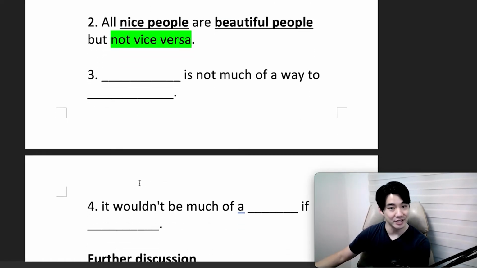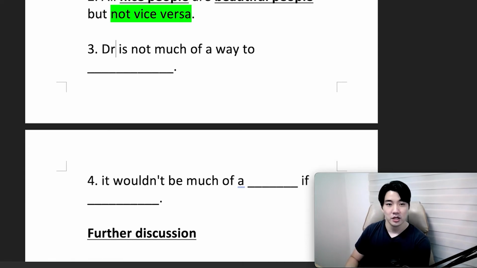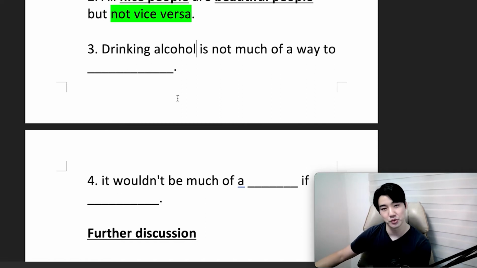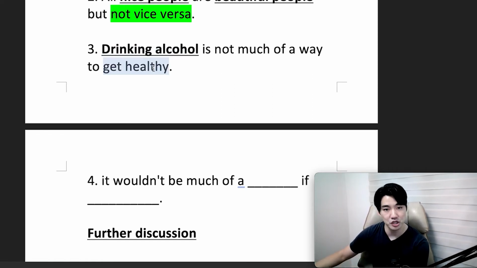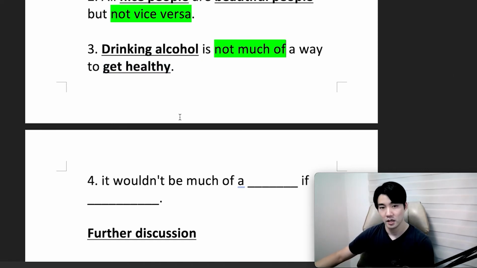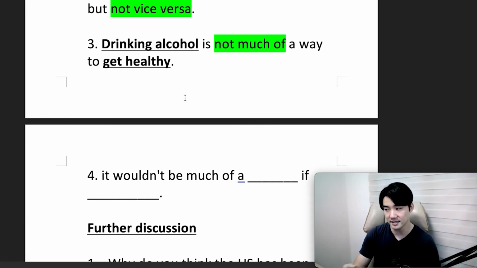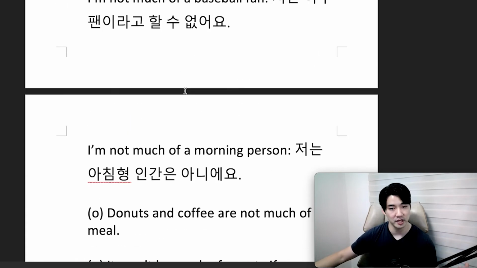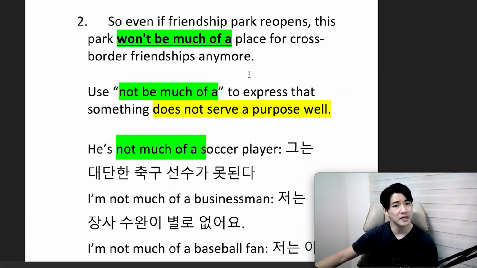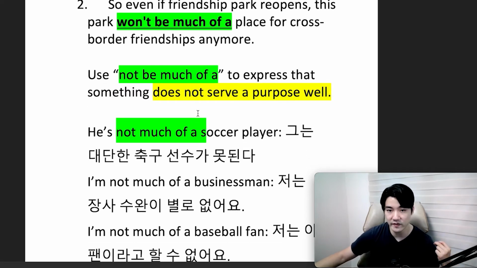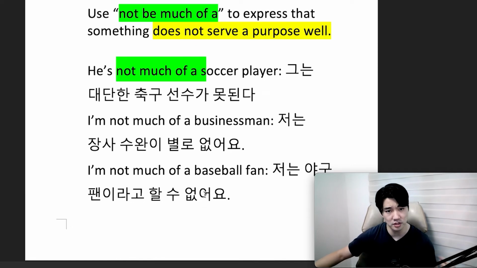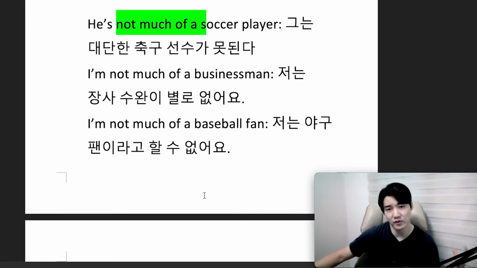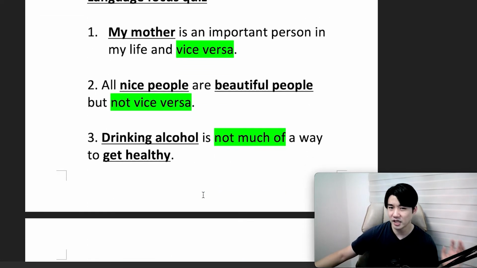Number 3: Drinking alcohol is not much of a way to get healthy. So our next one, remember, not much of a way. 술을 마시는 것은 건강해지는 큰 방법이 아닙니다. Remember, not much of is to express that something does not serve a purpose well. He is not much of a soccer player. 그는 대단한 축구 선수가 못 된다. I'm not much of a businessman. 저는 장사 수완이 별로 없어요. I'm not much of a baseball fan. 저는 야구 팬이라고 할 수 없어요. Drinking is not much of a way to get healthy.